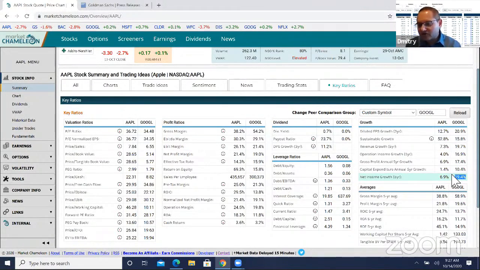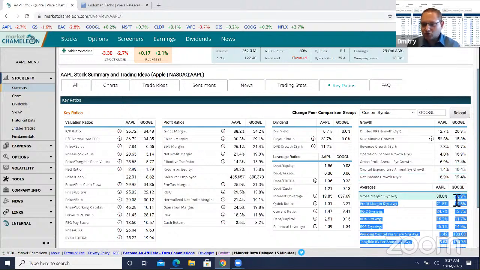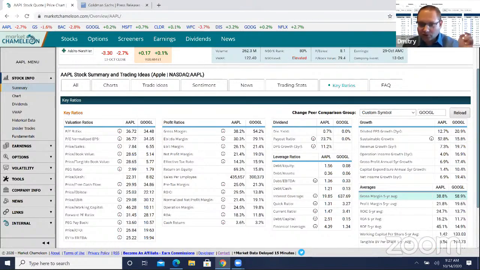Let's take a look at the 5-year average margins, right? So gross margins in Apple, 5-year average, 38.8 versus Google 58.9. Gross margins look better in Google, and that's similar to where they are now, except that maybe Google's a little bit lower recently than its 5-year average. Profit margins, 5-year average 21.8, Google 19.6.